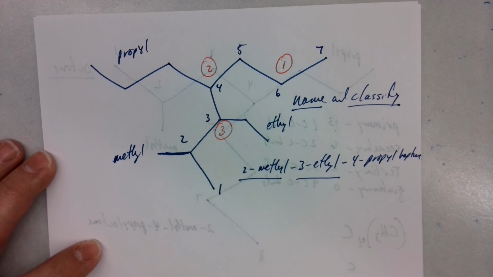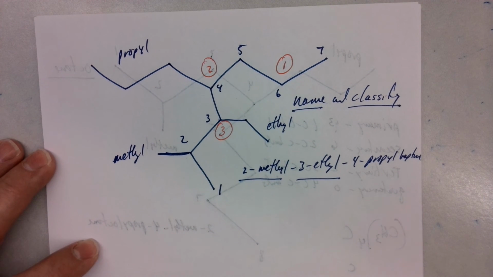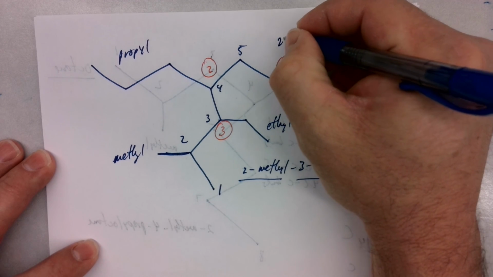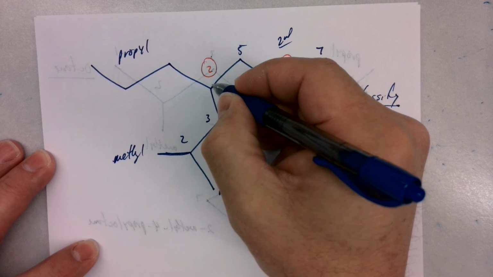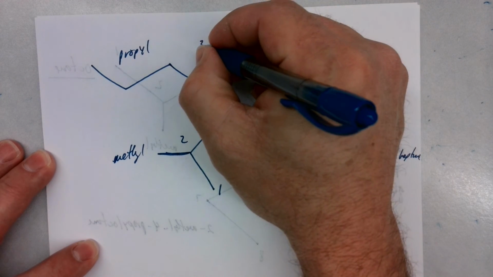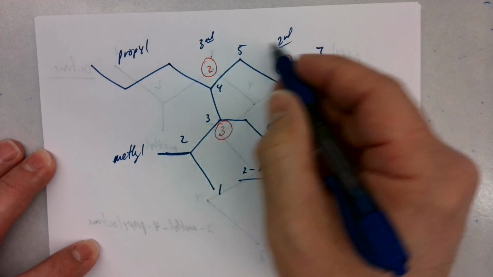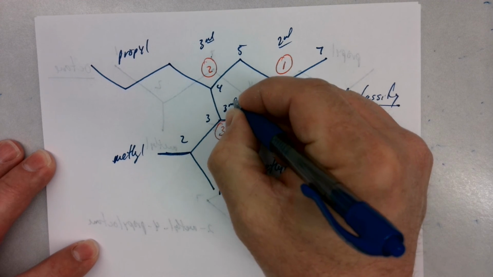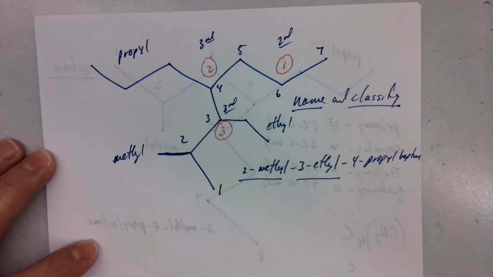Okay, so what number were you? 6. You were 6. Who's 5? Okay, so Hannah, what do you got for number 1? Secondary. Secondary. This is 2 is tertiary. So sometimes they'll call it a second degree, a third degree, and then 3 is also a third degree or a tertiary. Does that make sense? Okay.